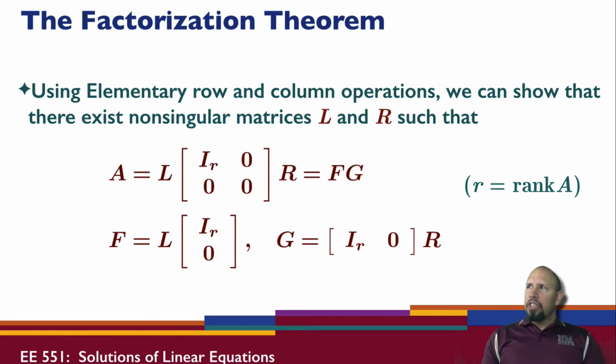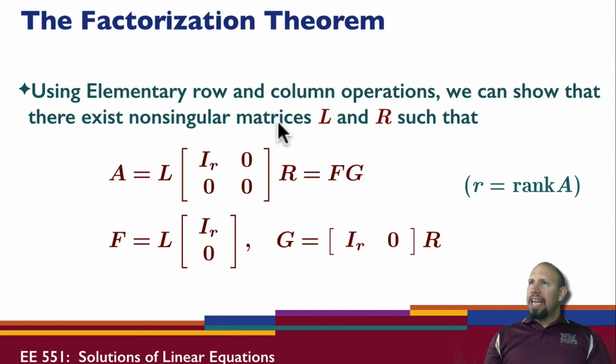So in the event that a matrix is not full rank, it turns out we can go through and show, using elementary row and column operations in linear algebra, that there exist non-singular matrices L and R such that L times this matrix times R equals this, where little r is the rank of the matrix. Okay, and we can go through and show that L and R are non-singular. I can also show that there are matrices F and G, where F is this matrix and G is this product. So F in general is tall and thin, G is short and fat. All right, and each of these matrices F and G are full rank. That is, the rank of this matrix is r. The rank of this matrix is r.